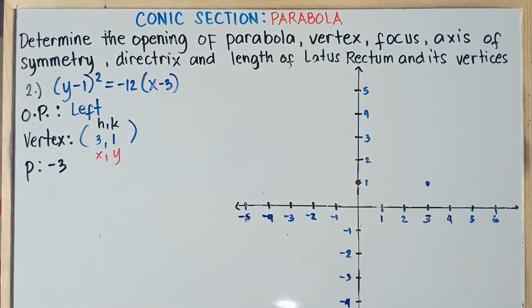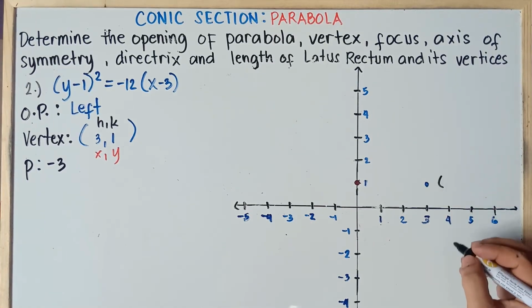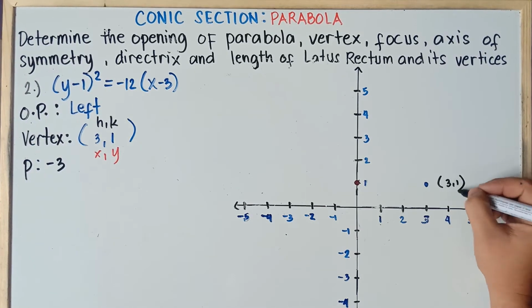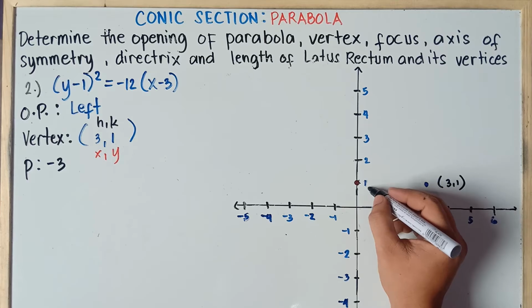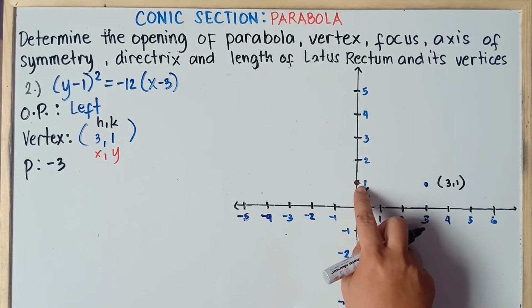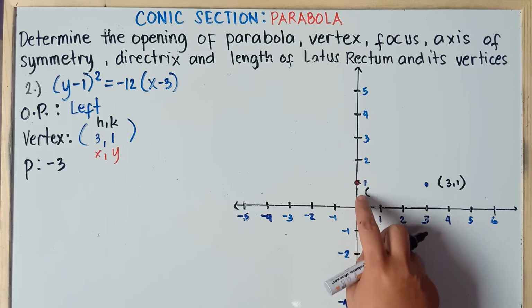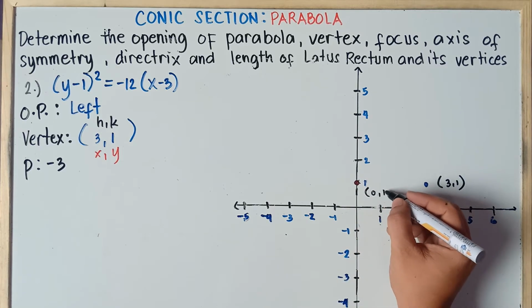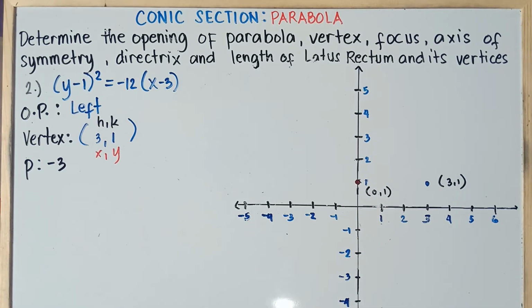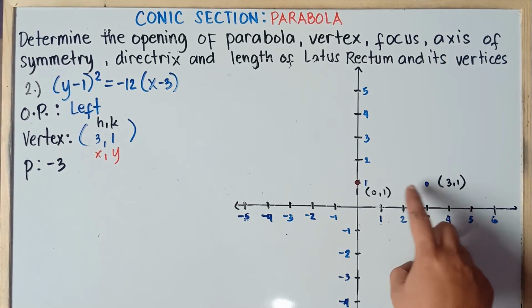Alright, so once again, let me just label this one, class. Our vertex is (3, 1). And our focus, for Y is 1, and for X, that is 0, right? It's on the origin. So 0, then 1. Once again, this is the vertex, and this will be the focus.